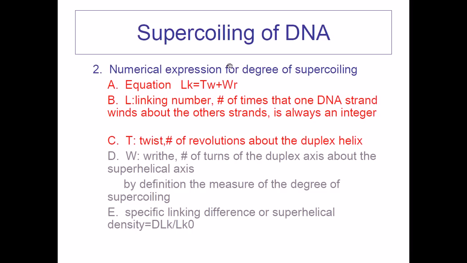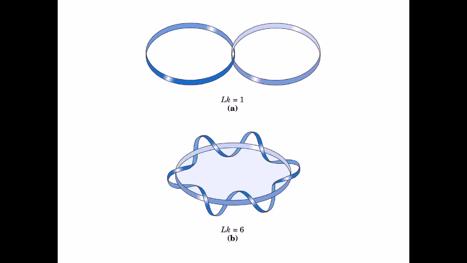So we know what the linking number is: the number of times that one DNA strand is wrapped around or winds about the other strand, and this is always an integer. If you look here, this is one circular DNA and this is another circular DNA. They wind about each other, or are wrapped around each other, once. So the linking number will be 1. In this other case, again there are two circular DNAs, but they wrap around each other once, twice, 3, 4, 5, and 6 times. So this DNA is wrapped around the other DNA 6 times, and the linking number for this will be 6.